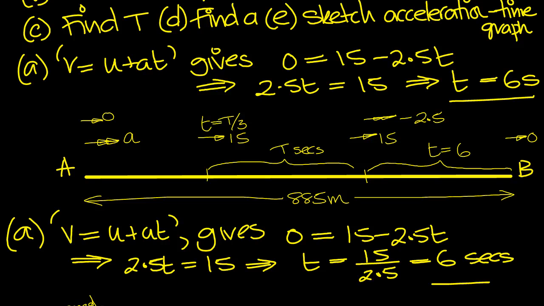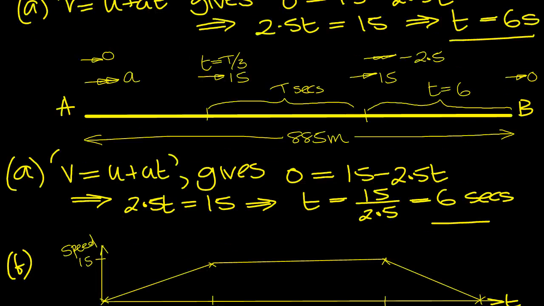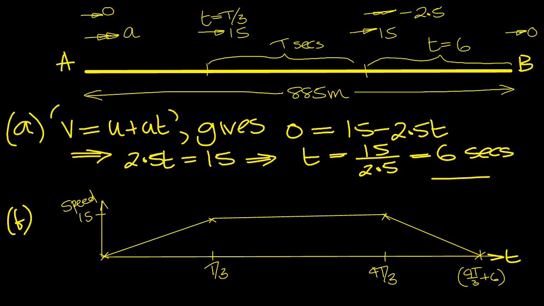Okay, part C. Find the time t. So t then, capital T. We've got all the information in the picture, haven't we, here? So for C, we know the total distance is 885. So we can use the distance function s in terms of the time.